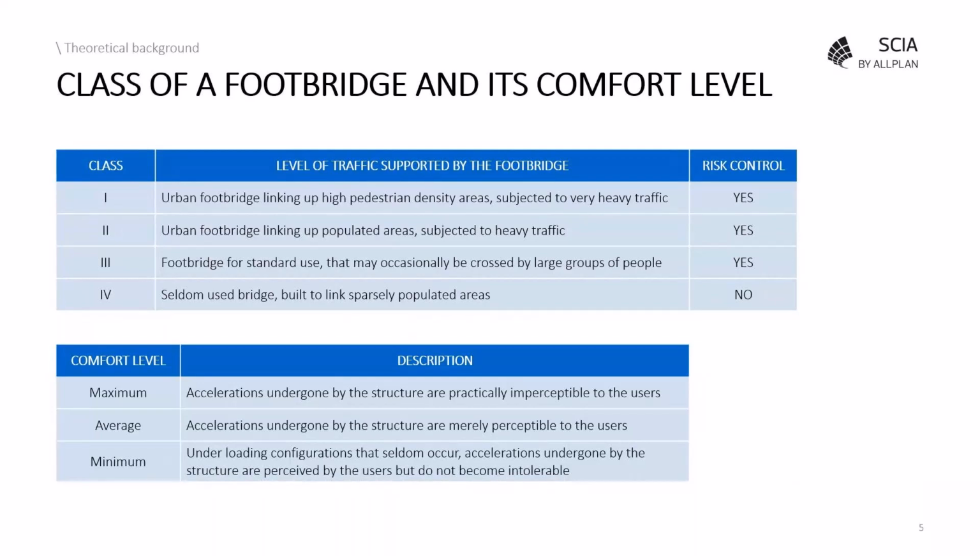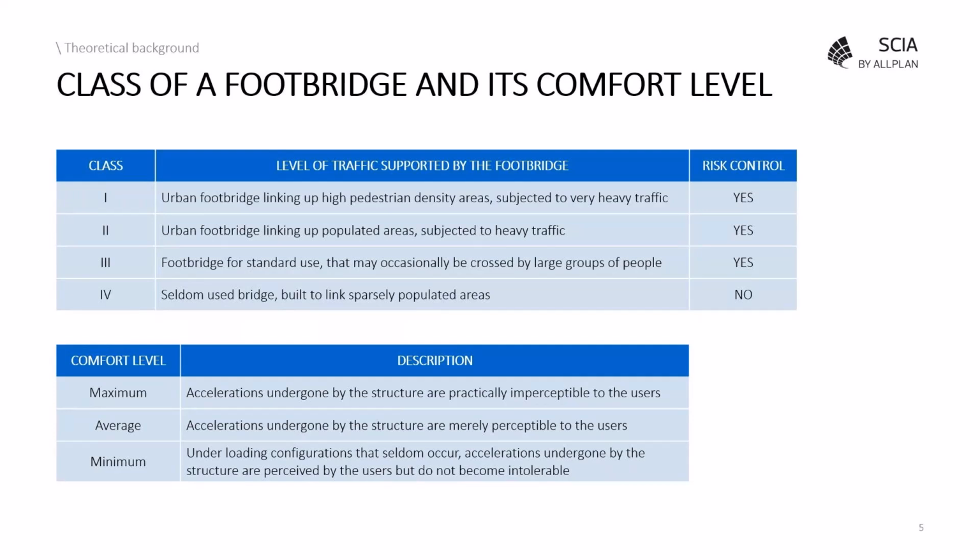So in terms of classification of footbridges, class 1 corresponds to an urban footbridge linking up high pedestrian density areas, so it's subjected to very heavy traffic, whereas class 2 corresponds to an urban footbridge linking up populated areas subjected to heavy traffic. And for class 3, it's a footbridge for standard use that may occasionally be crossed by a large group of people. And for class 4, it's a seldom used bridge, which is built to link sparsely populated areas. So this is why we don't really do any risk control on it.